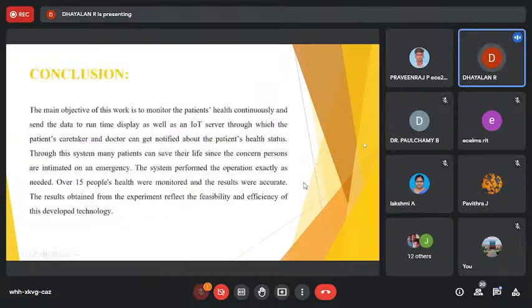Let me conclude our presentation by quoting Mahatma Gandhi's words: "It's our health that is real wealth, and not a piece of gold or silver." Thank you everyone for your time.